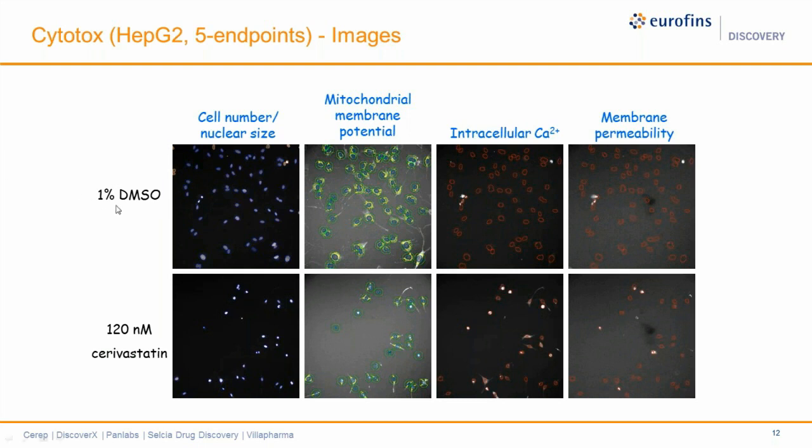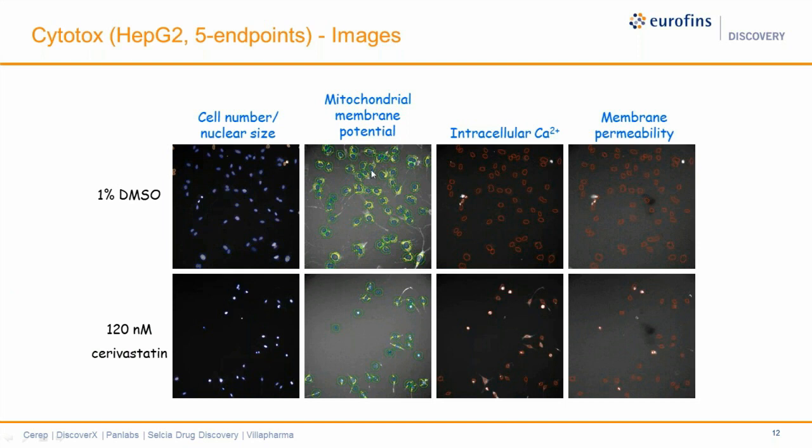In this case, it is 1% DMSO. The bottom panel of the images were taken from the HepG2 cells that were treated with 120 nanomolar cerevastatin. From the nuclear channel, which measures cell number and nuclear size, we can see that the number of cells is dramatically decreased after cells were treated with cerevastatin, and the nuclear size is also reduced.